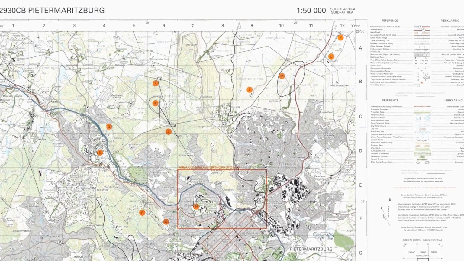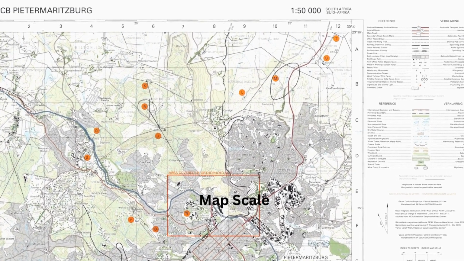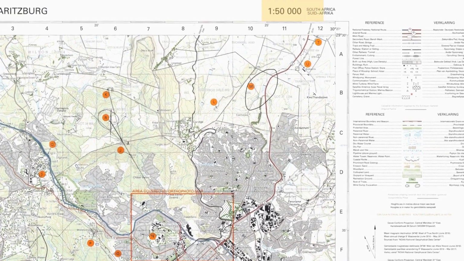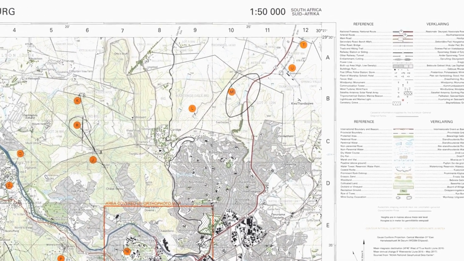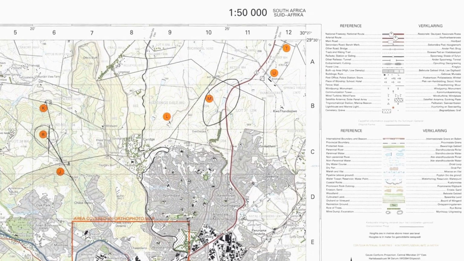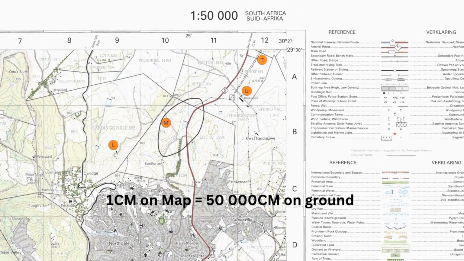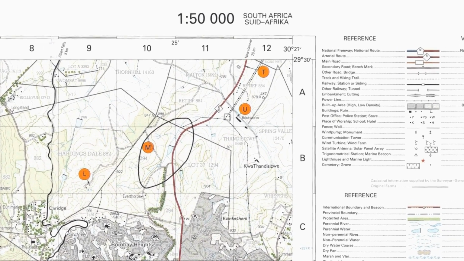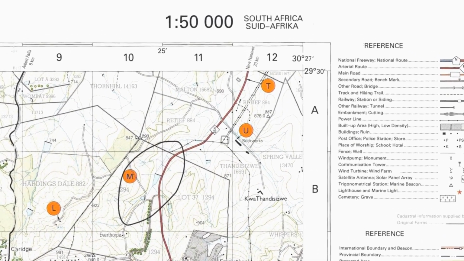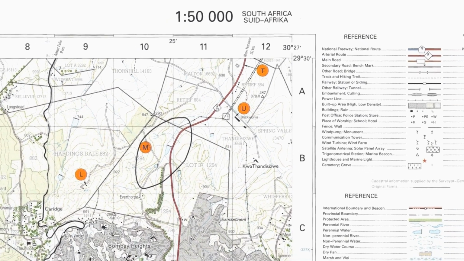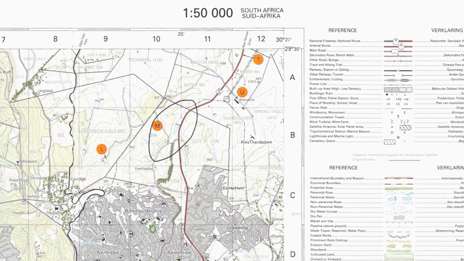Next, let's look at the scale. The scale of this map is 1 to 50,000. The scale shows the relationship between distance on the map and distance on the ground. This means that 1 centimeter on the map represents 50,000 centimeters on the ground, which is equal to 500 meters. Because of the scale, we can calculate real distances between places shown on the map. We will learn how to perform these calculations in a later lesson.